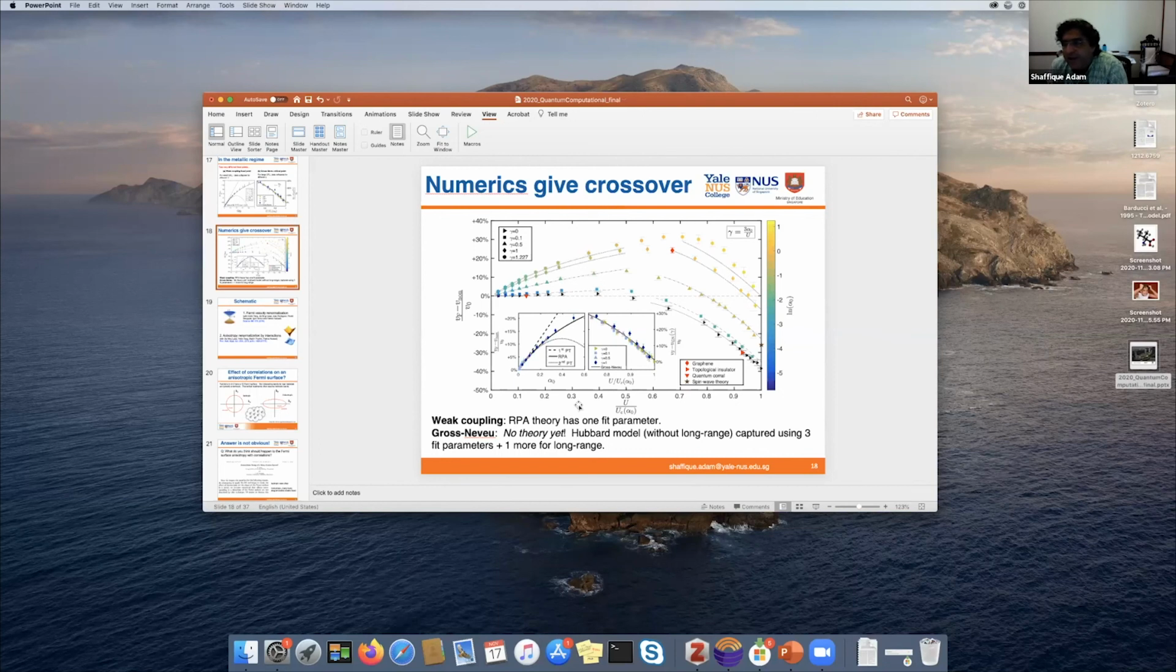And so we can compare topologically trivial versus topologically non-trivial in specific cases and find that this sort of holds. But we didn't do an exhaustive search of all possible lattices.